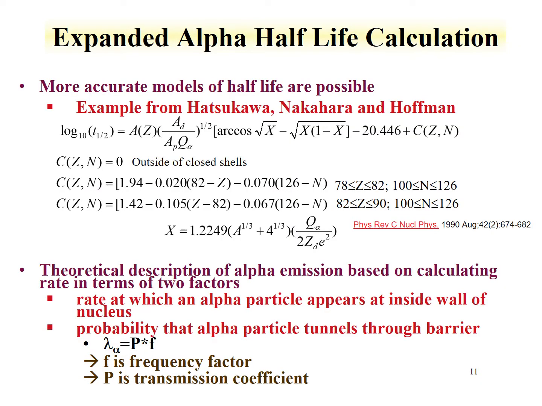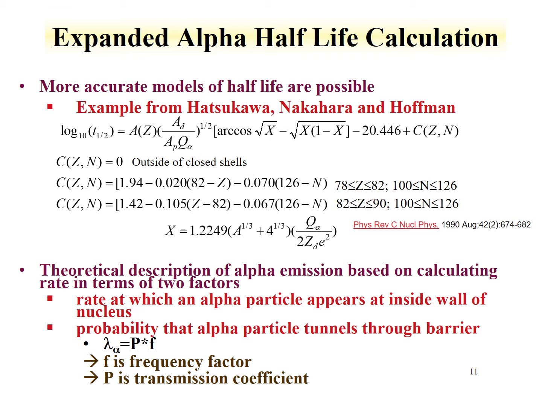The Geiger-Nuttall relationship, as we discussed previously, is a very simple and straightforward model to describe alpha decay and half-life. Now, there are models available that can be more accurate and take into account closed shell information. An example is given here, the Hatsukawa model. And obviously there are empirical fits here, and corrections for how close or how far one is from shell parameters, so this is Z dependence.